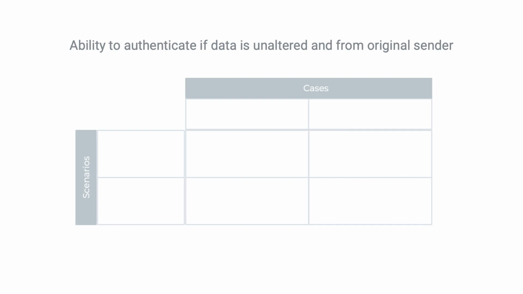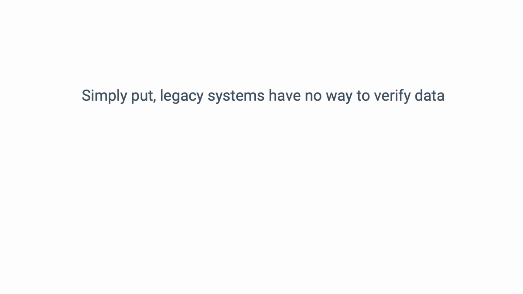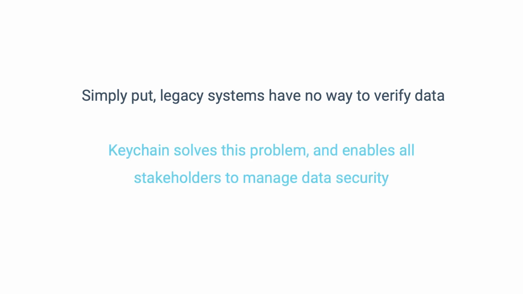To recap this demonstration, we showed you two modes, pass-through and modify, in which Keychain was able to verify data. HTTPS is known not to be able to verify data in the modify case. Simply put, legacy systems have no way to verify data that has left the network, and therefore restrict the type of data flows you can implement securely. Keychain, on the other hand, helps you solve this problem and empower all stakeholders to manage data security.